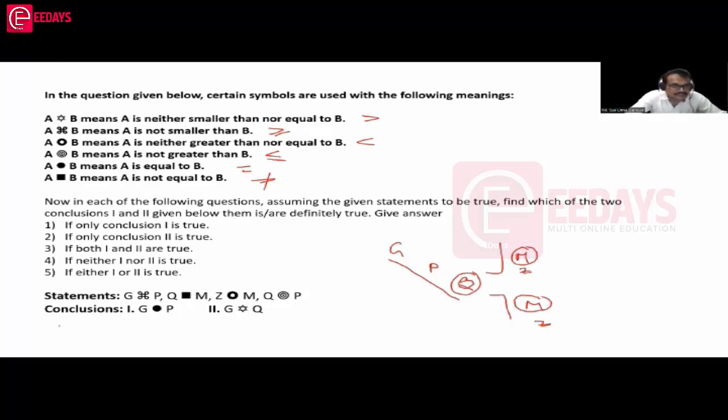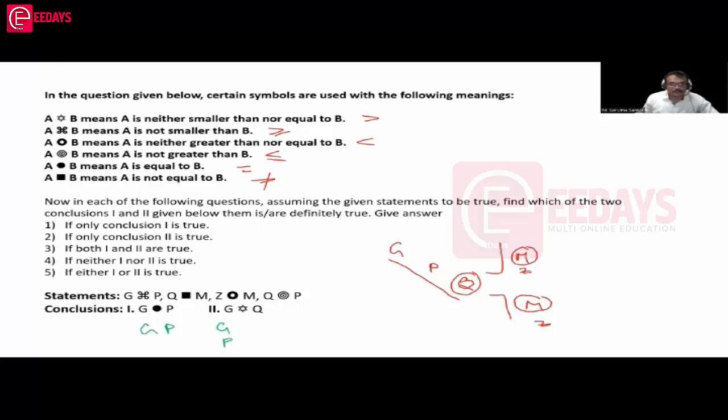Now, the first condition, g equal to p. Is it valid? g is greater than or equal to p. For g equal to p, there must be a horizontal line. Is there any horizontal line between g and p? No. Next, g is greater than p. If you observe in the first one, g equal to p like this. In the second one, g equal to p like this.